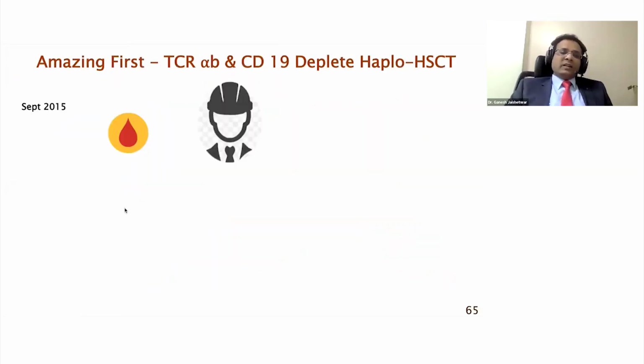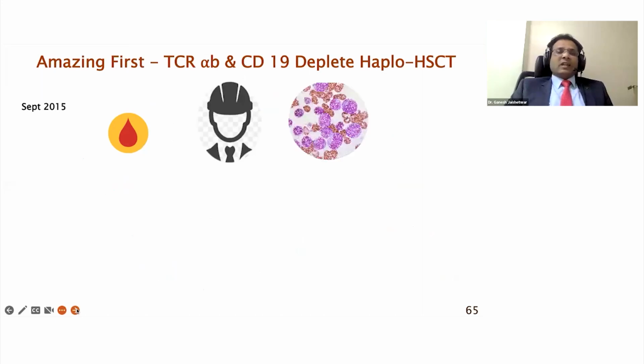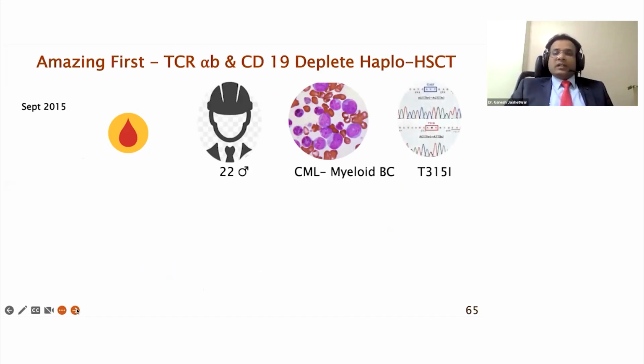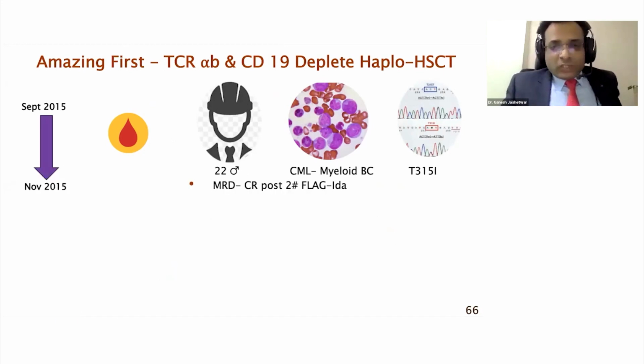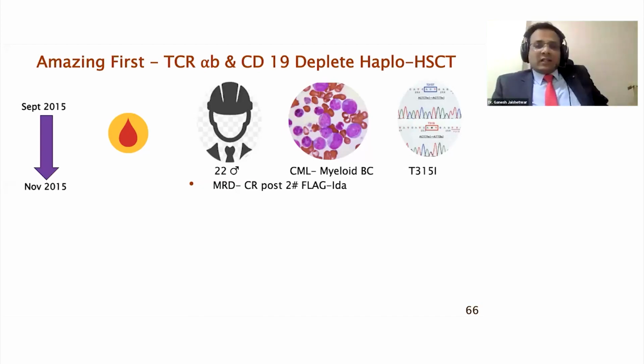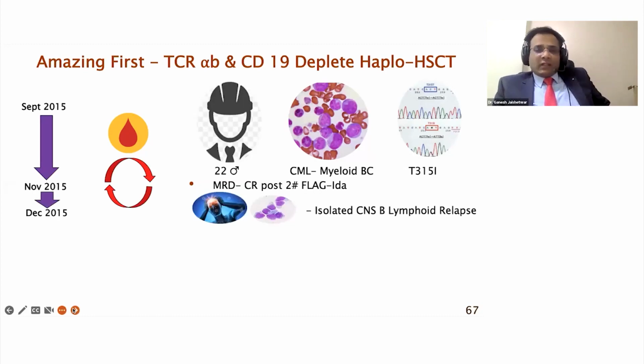So again, in the same context, this is an interesting case. I had seen this young boy with CML blast crisis with T315I mutation in September 2015. He was 22 years old. He has the T315I mutation. So I took him for 2 cycles of FLAG-IDA, with which he achieved MRD-negative CR. But subsequently, when he was about to be geared up for haploidentical stem cell transplant with his father as donor, he presented with severe headache, and the CSF analysis showed 4,400 CNS B lymphoid cells. So it was a CNS B lymphoid relapse.